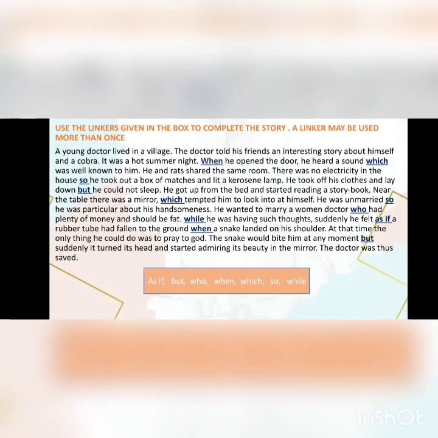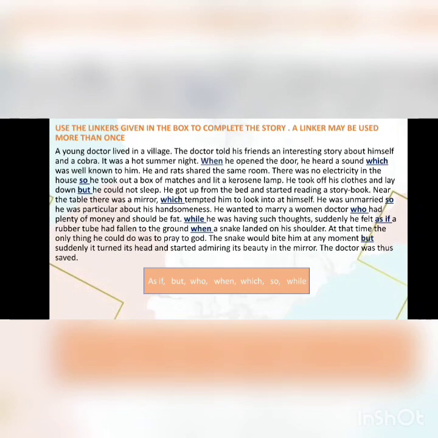A young doctor lived in a village. The doctor told his friends an interesting story about himself and a cobra. It was a hot summer night. When he opened the door, he heard a sound which was well known to him. He and rats shared the same room. There was no electricity in the house, so he took out a box of matches and lit a kerosene lamp. He took off his clothes and lay down, but he could not sleep. He got up from the bed and started reading a storybook near the table.